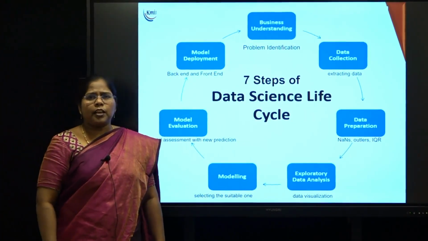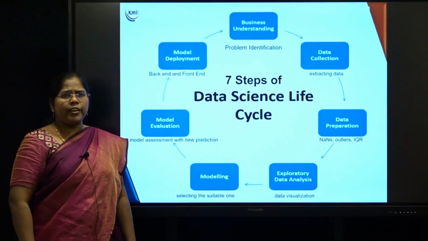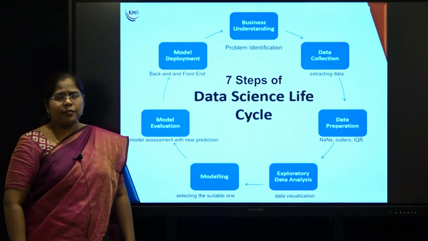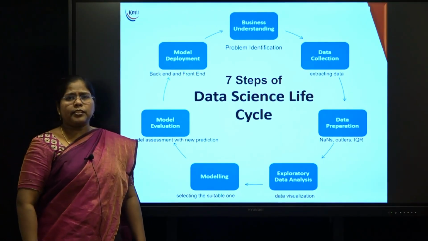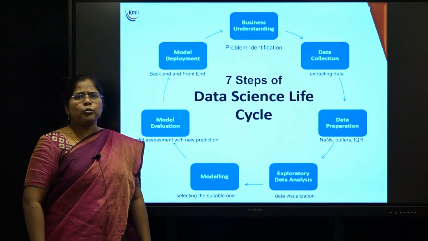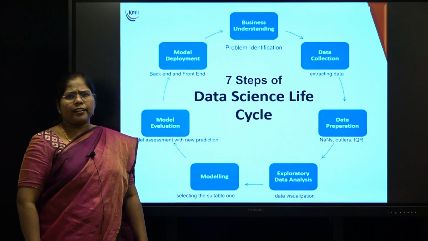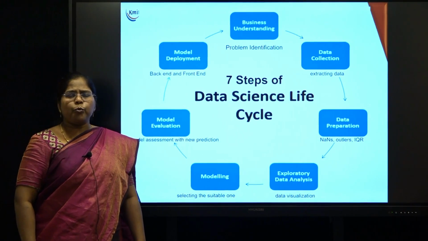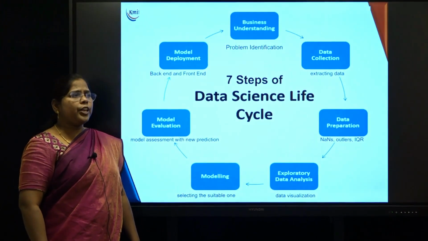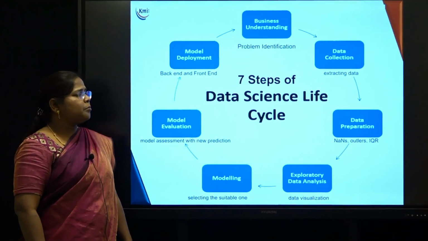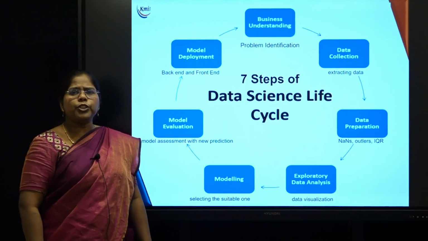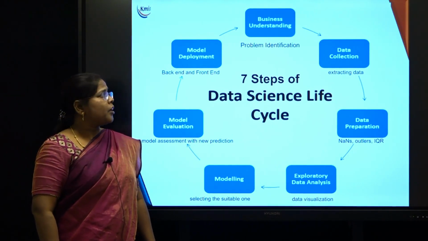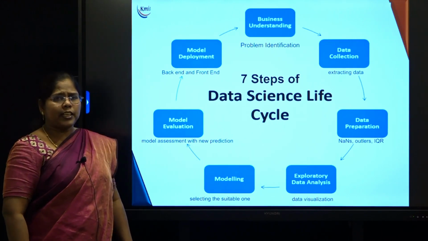Coming to the life cycle of data science, we have 7 steps. The first step is business understanding. When we talk about business understanding, we need to make a decision after understanding the business. When we want to make a decision, we need to identify the problem so that we can give a solution or a recommendation to the business. The second step is data collection.